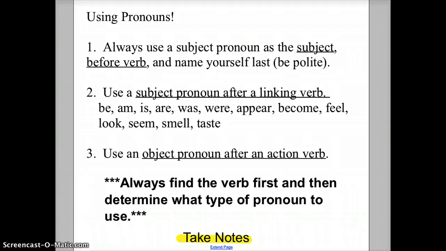And then the 3rd rule is it's an object pronoun after an action verb. So always find the verb first, then decide: if it's before the verb, subject. After a linking verb, subject. After an action verb, object. That's it. Very easy. So let's practice.